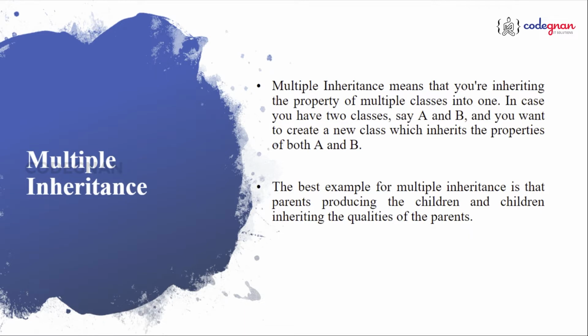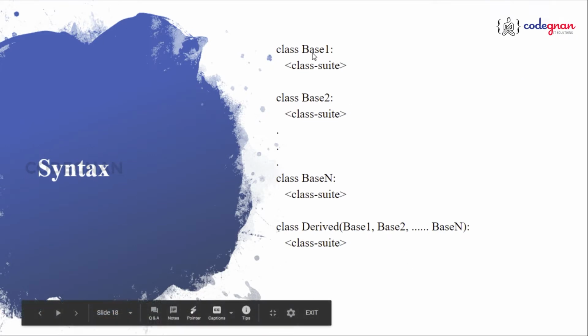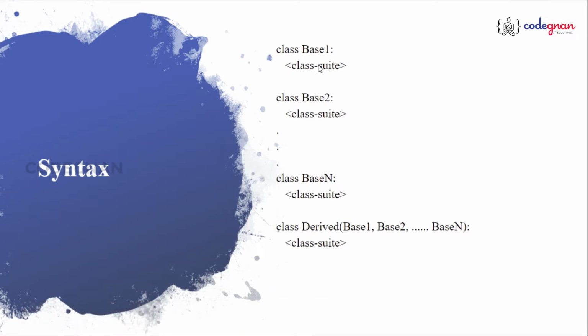So the syntax looks like this. When you create the base class, this is your base class, and then class base two and class suit, and you can have any number of statements within it. You can have any number of parent classes, and with one derived class you can take all the methods of the parent classes. So that's multiple inheritance, that is deriving subclasses from more than one base class into one derived class, right?